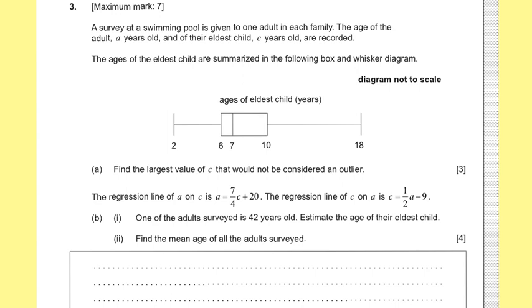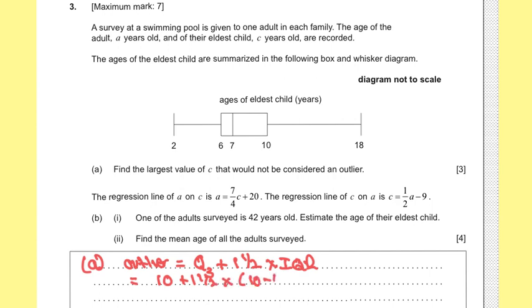In A, we are finding the largest outlier, so we want an outlier in the IB is equal to Q3 plus 1.5 times the interquartile range, which in this case is equal to 10, which is Q3, plus 1.5 times 10 minus 6, which is the interquartile range, which is equal to 16. So the largest possible value could be 16.